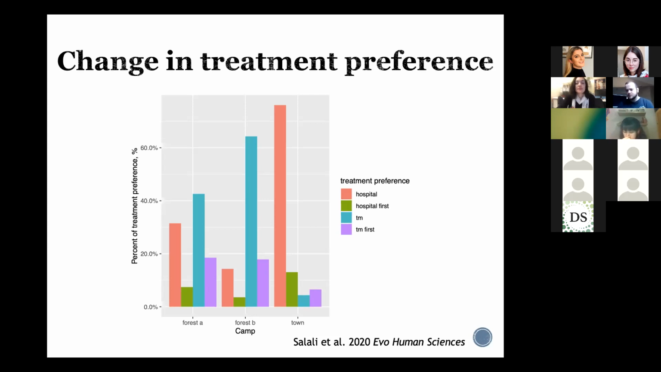And what we found is that among people who were born in town, the majority said that they prefer going to hospital, and only a few said they prefer traditional medicine, where TM means traditional medicine. Whereas in forest camps, the majority said they prefer traditional medicine first and then hospital. And some said that they use traditional medicine first, and if it doesn't work, they try to go to hospital.